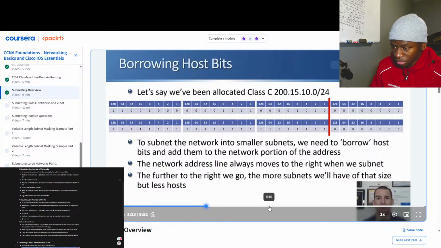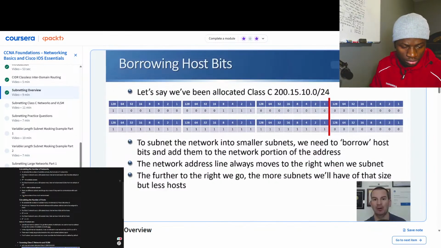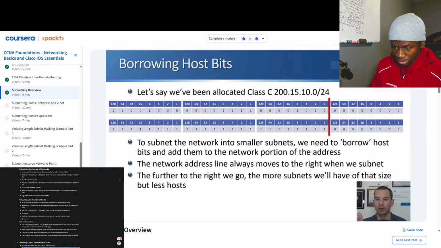So to do our subnetting, to divide that network into smaller subnets, we need to borrow some host bits and add them to the network portion of the address. So we're going to move the line that separates the network portion of the address and the host portion further over to the right.